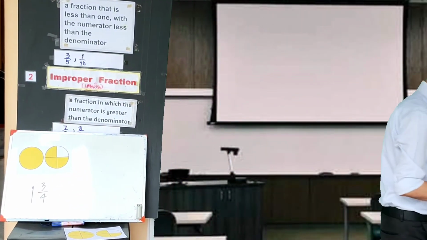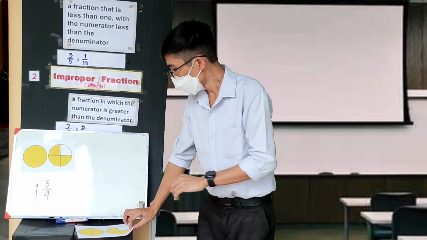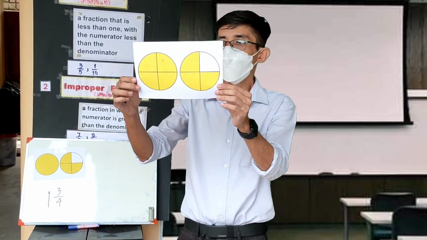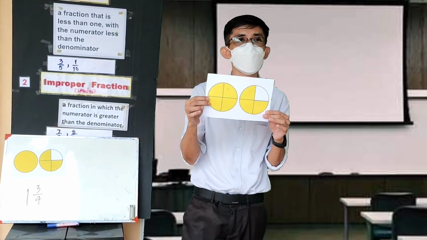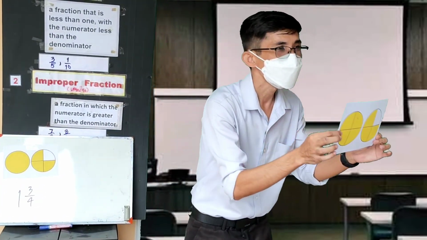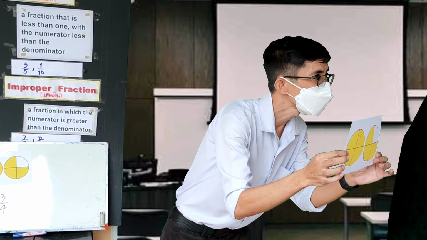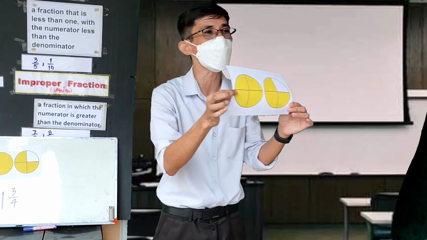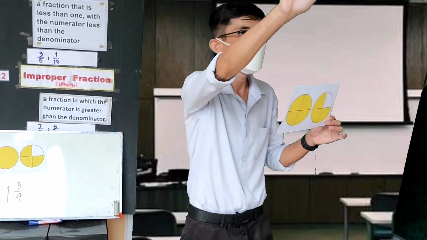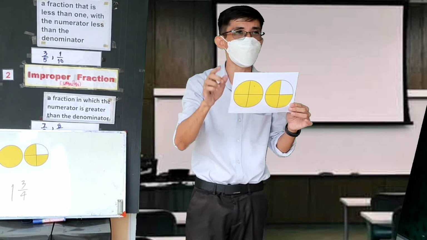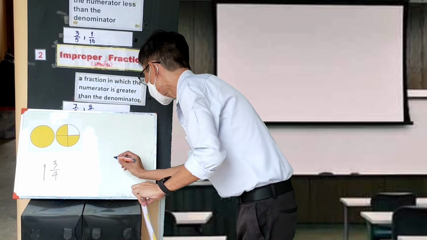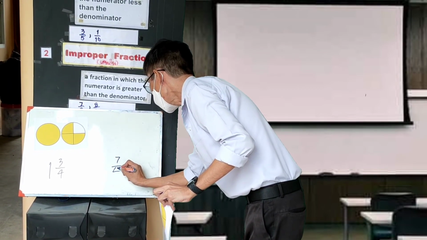Okay, next. Okay, how about in this diagram? Okay, look at the shaded parts. What is the fraction represented by the shaded parts? Okay, what is the numerator? What is that? 7? Okay, very good. So we have 7 as the numerator. How about the denominator? What is the answer? Okay, very good. We have 4 as the denominator. So we have the fraction 7 over 4.